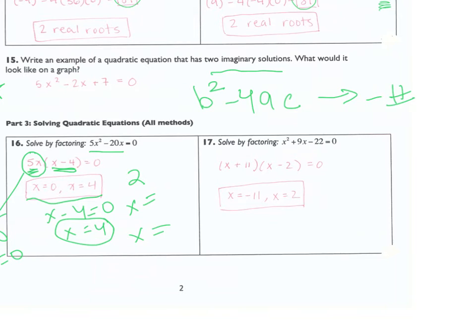Okay, 17, solve by factoring. What 2 numbers multiply to a times c, which in this case is negative 22, that add to b, 9? So we get a combo of 11 and negative 2. So you factor. Remember, x times x is x squared, so we don't have to do the extra step. When you set each of these equal to 0, you get negative 11 and 2.